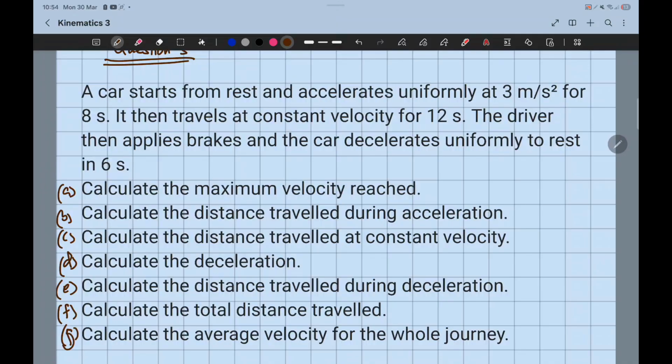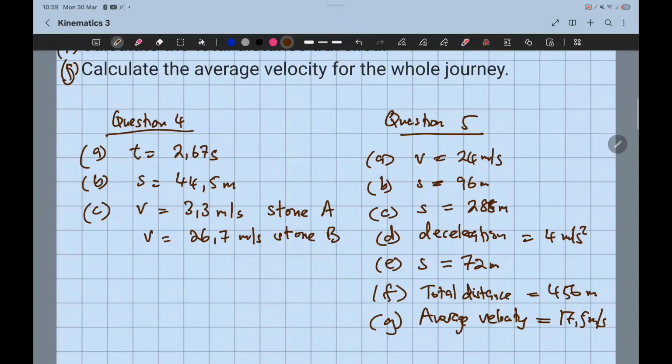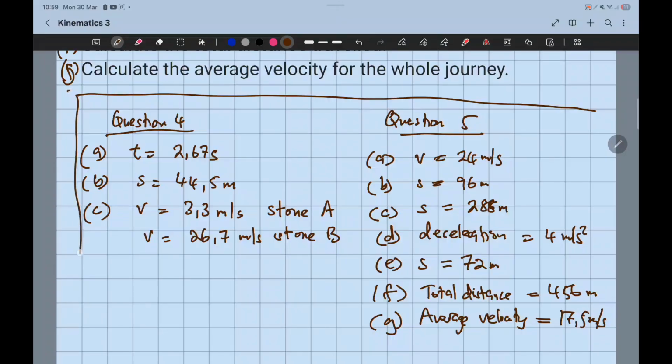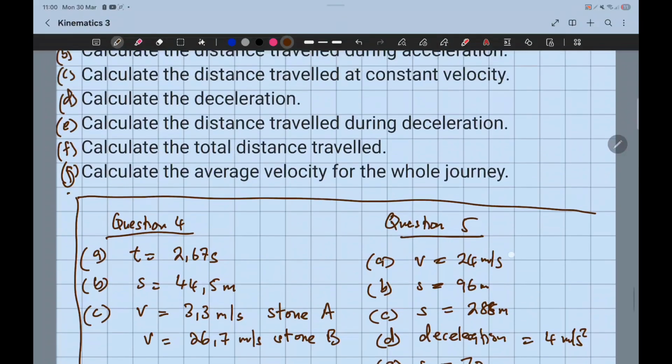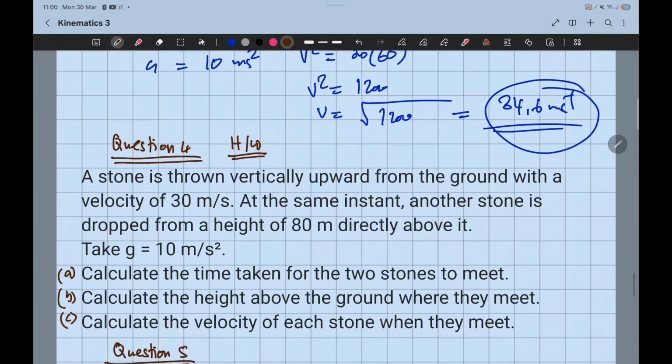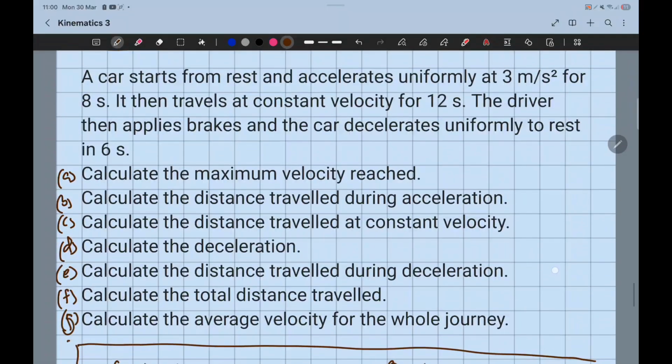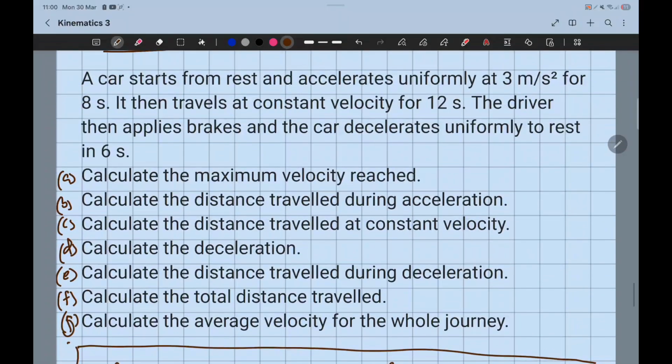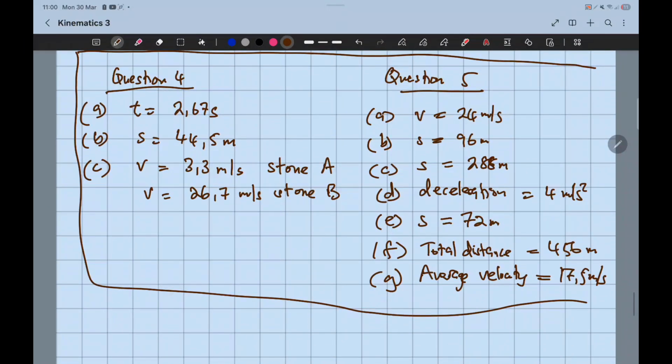I think it's also important that I post the answers. Yeah, let me just post the answers here. So these are the answers for the questions that I post up for your homework. So you do this question and this question, then these are the answers.